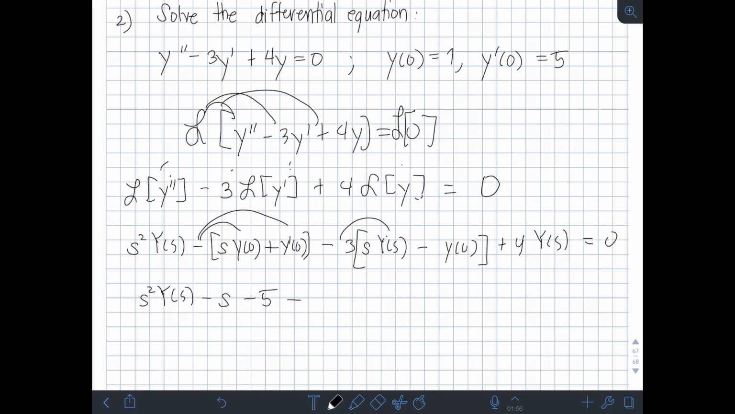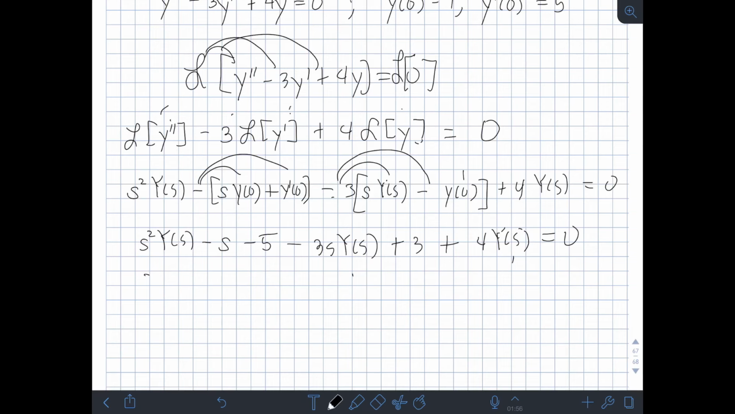Distribute ko yung negative 3, magiging 3s y of s. So, negative 3 times negative y of 0. Yung y of 0 is 1. So, parang negative 3 times negative 1 is positive 3. Plus 4y of s equal 0. So, lahat ng may mga y of s, pagsamahin ko, yung mga wala dito sa right side transpose ko.